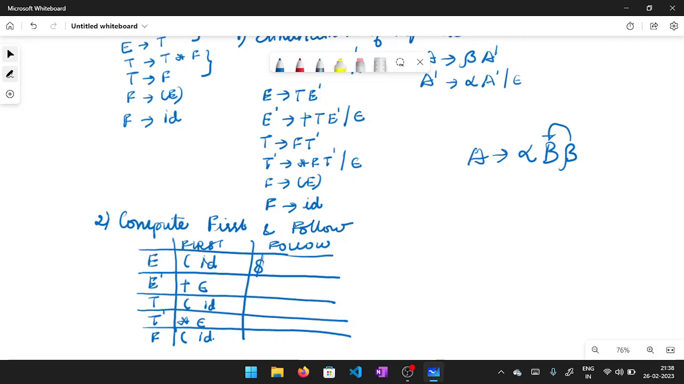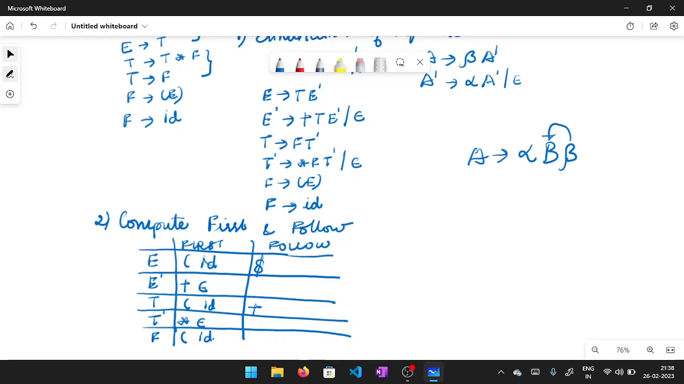Let us take the first production. E tends to T E dash. Now T is B, beta is E dash. Now first of E dash will be in follow of T. So T is followed by E dash, so plus will come in follow of T. Now in the second production also we have the same concept, T E dash.